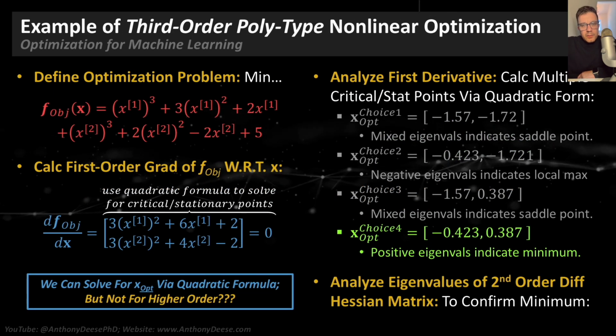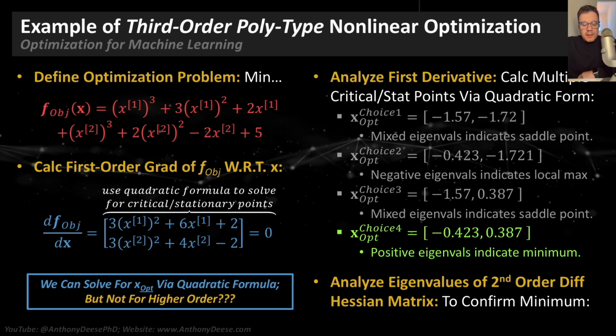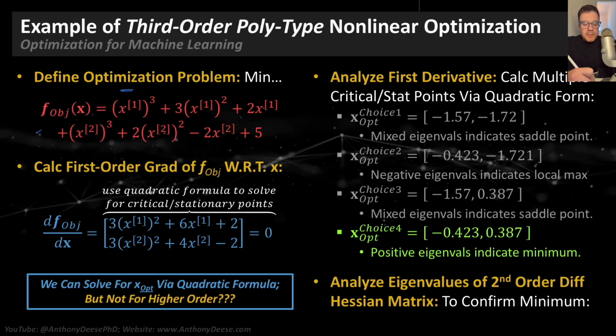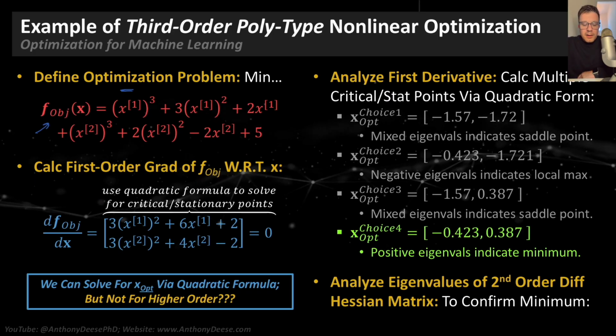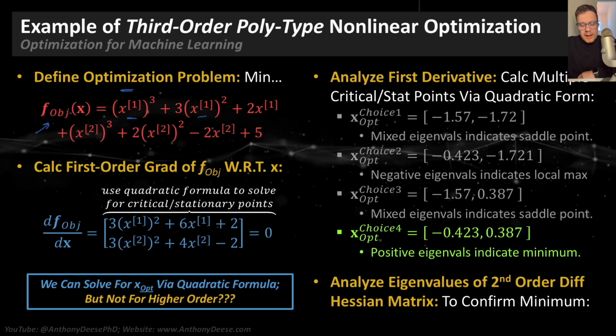Next, we continue to step up the complexity. We take a look at a third order polynomial type nonlinear optimization problem. We begin by defining the optimization problem. We want to minimize this objective function here, which is defined as x1 cubed plus 3x1 squared, and so on. I don't think I need to read this whole thing.